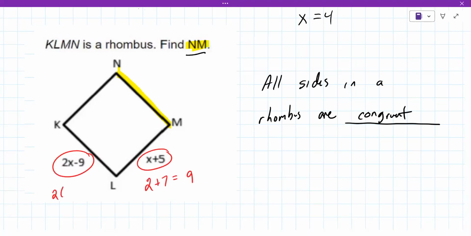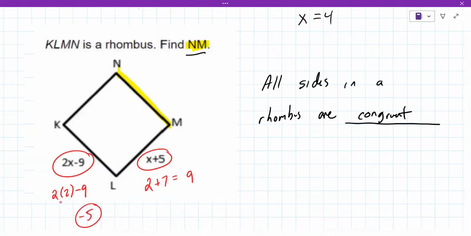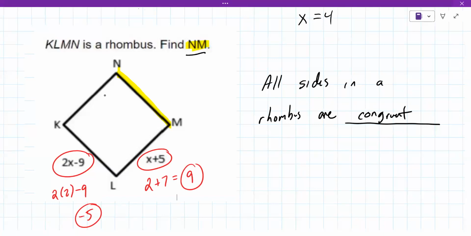Okay, and what is 2 times 2 minus 9? I said it's -5. Okay, is -5 the same as 9? Well, it's supposed to be because all sides are congruent. One side is negative, another side is positive. They have to be the same value. So you've got to solve this equation correctly.